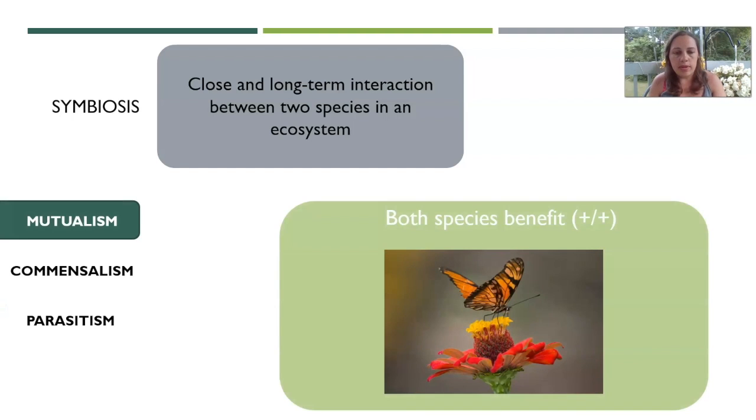We'll start with mutualism. If you break this down, you see the word mutual. So it's when both species benefit. It's a positive relationship. A great example of this is butterflies and flowers. The butterfly gets its pollen and nectar, and the plant gets its pollen spread so it can pass its genes to the next generation.